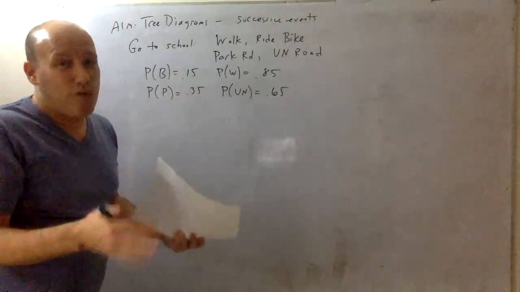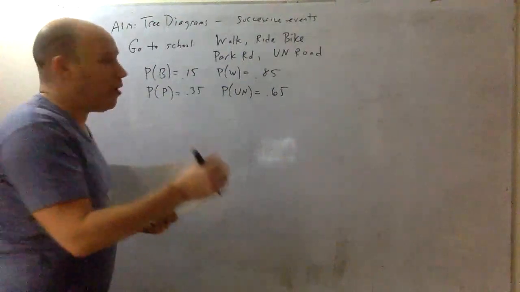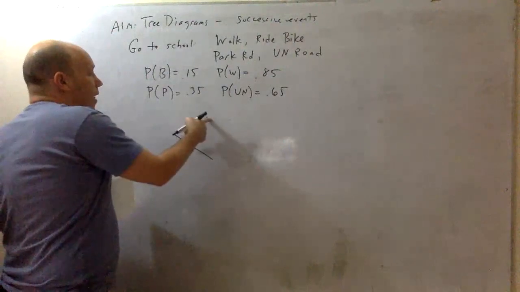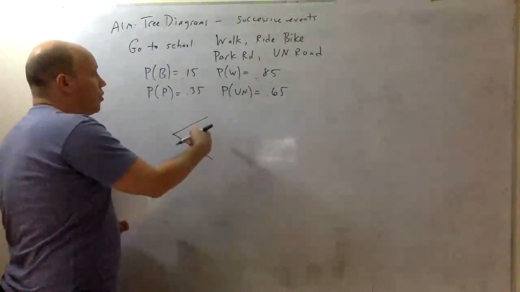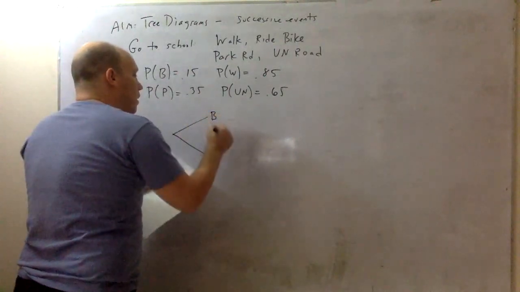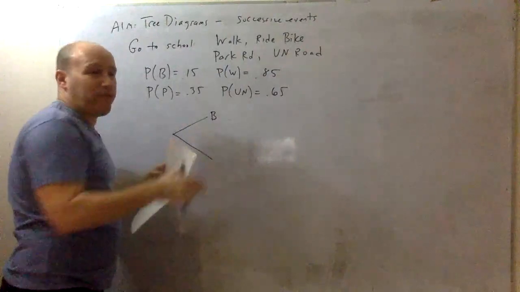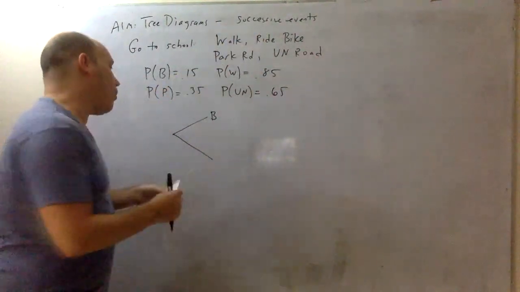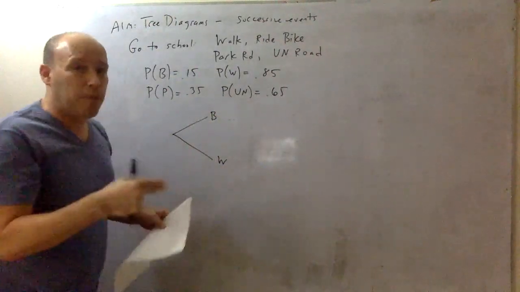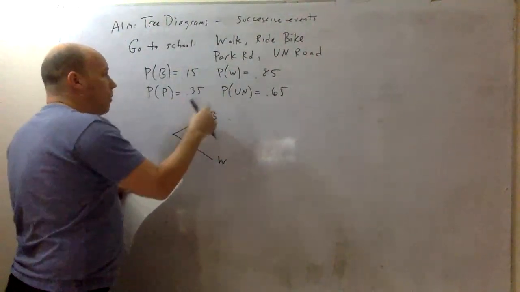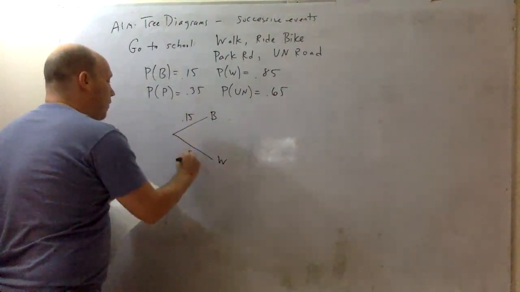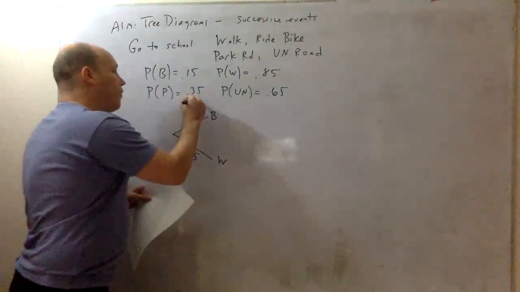We'll start with a tree that has branches. Start with the root and it goes off. So the first set of branches start from this point and they go out. At the end of the branches, we're going to write the event. The first thing is my first decision: I either ride my bike or I walk. So at the end of the branch, you write the actual event. On the branch, you write the probability. The probability that I ride my bike is 15%, and the probability I walk is 85%. This is the first event.